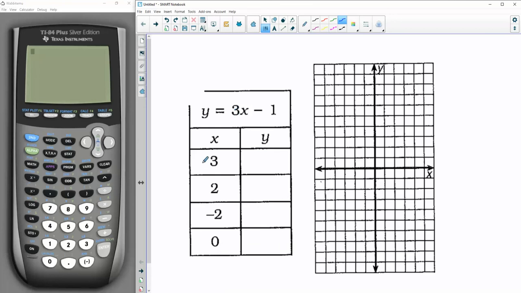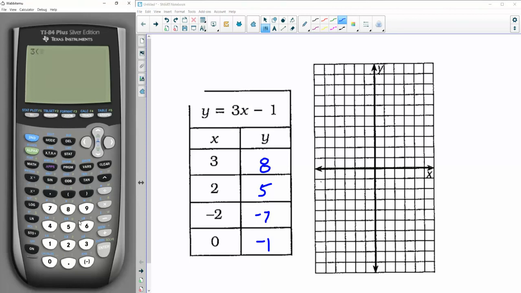So 3 times this 3 is 9, minus 1 is 8. 3 times 2 is 6, minus 1 is 5. 3 times negative 2 is negative 6, minus 1 is negative 7, and 3 times 0 is 0, minus 1 is negative 1. So if I went a little quick there for you, that's okay.